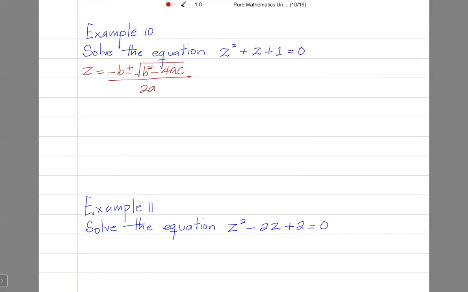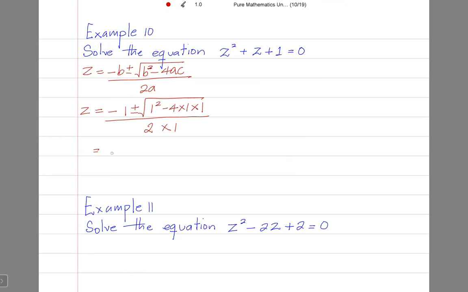It's a quadratic equation. I'm going to use the quadratic formula, which says that z would be equal to minus b plus or minus the square root of b squared minus 4ac, all over 2a. So the coefficient of z squared would be a, the coefficient of z would be b, and c would be 1. So it means here that z would be equal to minus 1 plus or minus the square root of 1 squared minus 4 times 1 times 1. And this is all over 2 times 1.